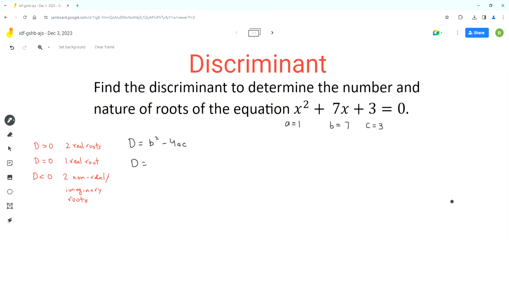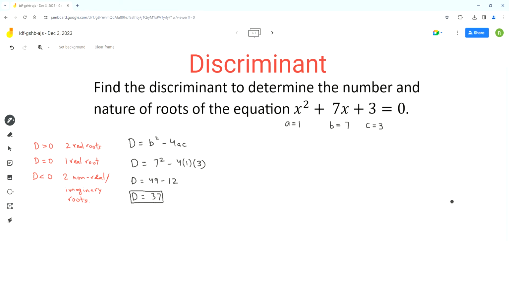So b is 7, so we get 7 squared minus 4 times 1 times c, which is 3. We have to evaluate this expression. So we start with the square term. 7 squared is equal to 49, minus 4 times 1 times 3, which is 12. And now we can do the subtraction. So I got 37. This is the value of the discriminant.